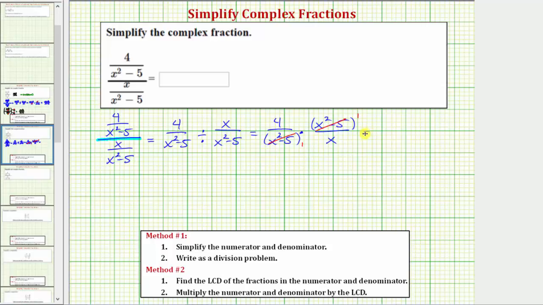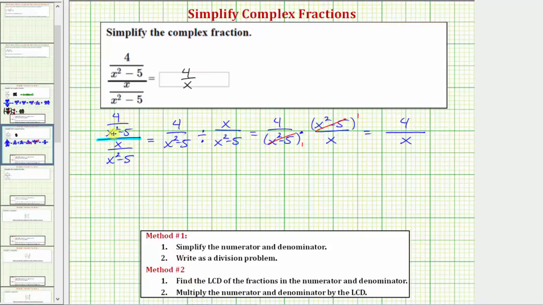Now we can multiply. In the numerator we have 4 times 1, which is 4. In the denominator we have 1 times x, which equals x. So the complex fraction simplifies to 4 over x. Now let's look at method 2.